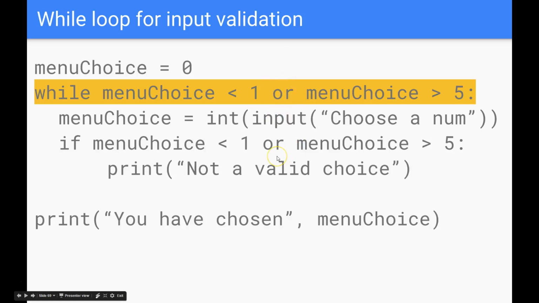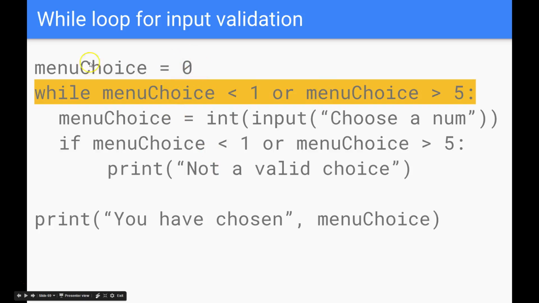So in this example, we're considering a menu, and the user has to choose a menu option from 1 to 5. At the start, we initiate the variable menu choice to 0, and then our while loop now has two conditions, or two parts to the condition. We're saying if the menu choice is less than 1 or the menu choice is greater than 5, then we want to go through this loop here. Now because this is an OR, if either one of these conditions is true, the whole thing will be true and we'll go through that loop.